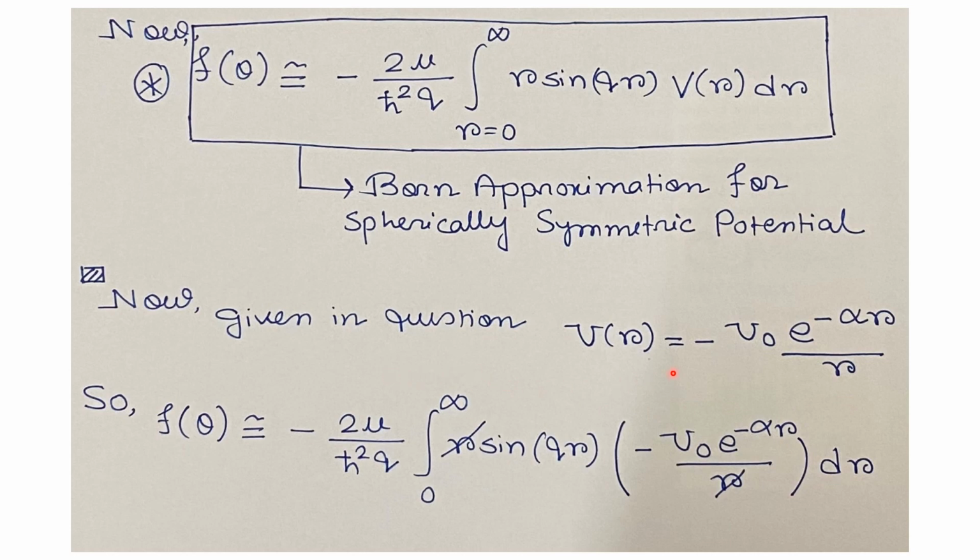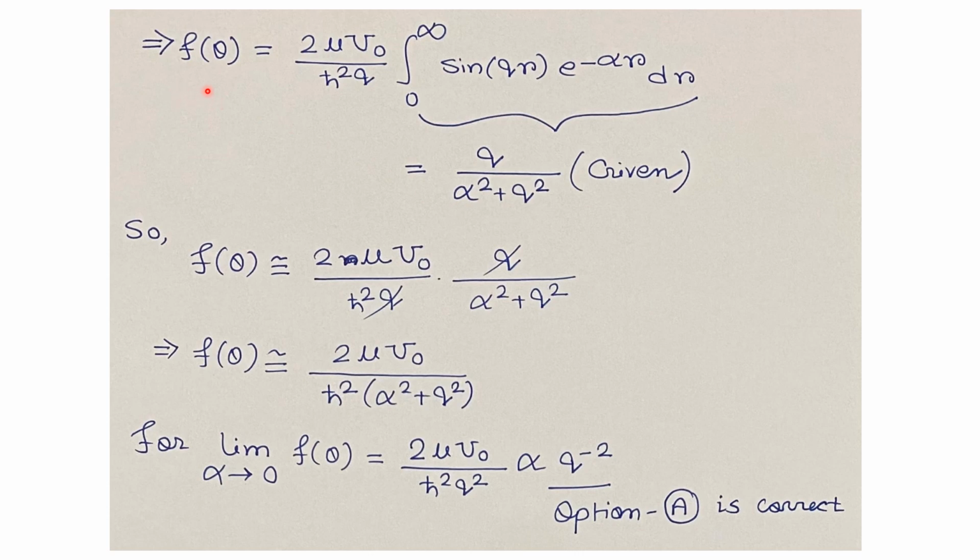So we'll put this scattering potential inside this expression. We'll get the scattering amplitude f as a function of theta equal to minus 2 times mu by h bar square q times the integration from 0 to infinity of r sine qr times minus U naught e to the power minus alpha r divided by r, that is the scattering potential, times dr. So r and r will get cancelled out here. Our f as a function of theta becomes 2 times mu times U naught divided by h bar square q times the integration from 0 to infinity of sine qr times e to the power minus alpha r dr.